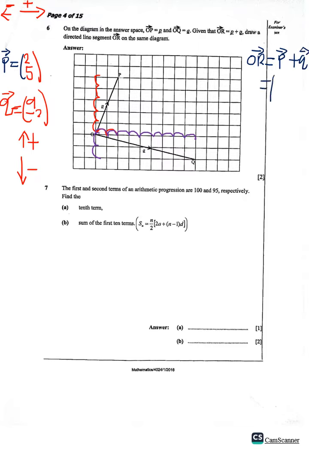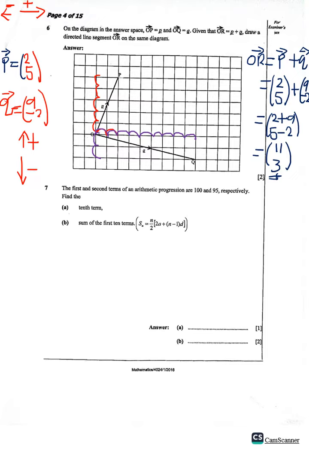So now let's add. The first vector is (2, 5) plus (9, -2). So 2 plus 9, and 5 minus 2. So our final answer: the x for R is 9 plus 2, that is 11. And 5 minus 2 is 3. So you can see that our 11 is positive, our 3 is also positive.